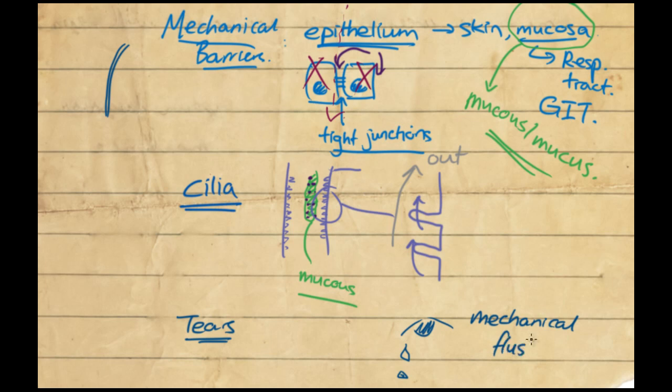So they physically flush out all these pathogens if they try to enter via the eye. And the tears also travel down a duct into the nasal cavity, where it flushes the nasal cavity out as well. Which is why you have to blow your nose when you cry.